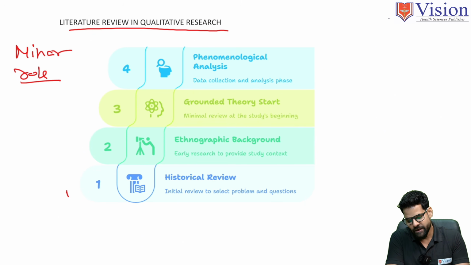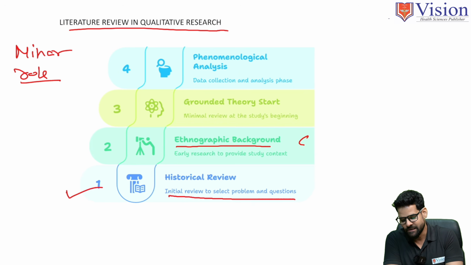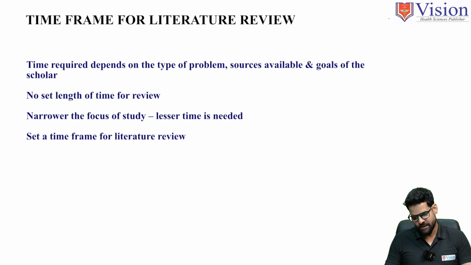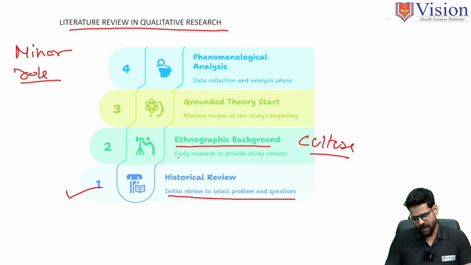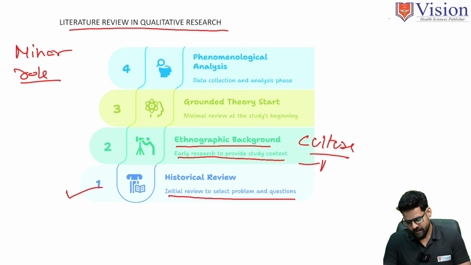For historical research, an initial review is done to select the problem and questions. For ethnographic research, where the purpose is to study the culture, early research is done to provide the study context. So we do a minimum review at the beginning, and we do the major one at the end.